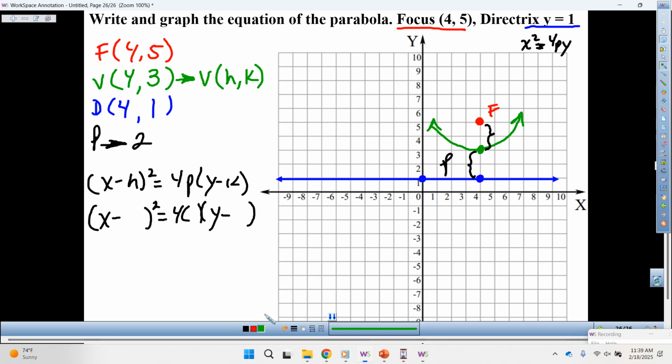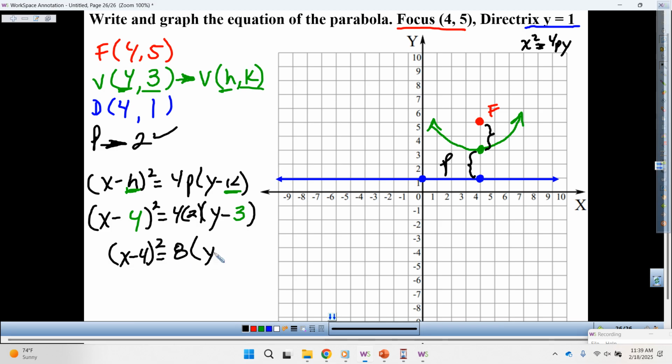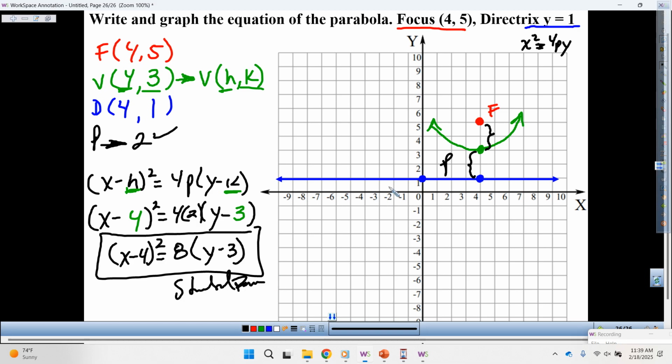So, what is h, everyone, according to here? 4. What is k? K is 3. And what is P? P is 2. So my standard form equation is x minus 4 squared equals 8 times y minus 3. This is my standard form equation of that parabola.